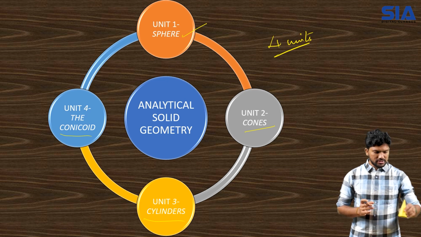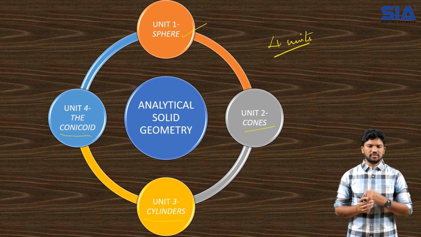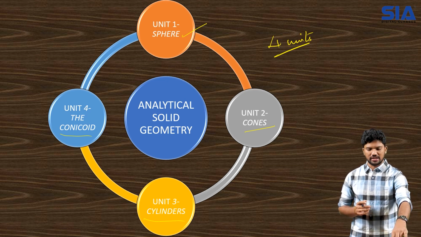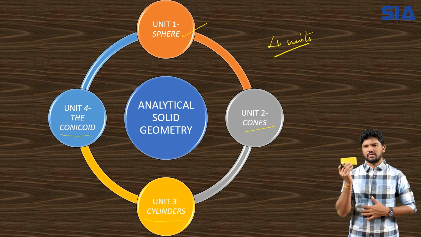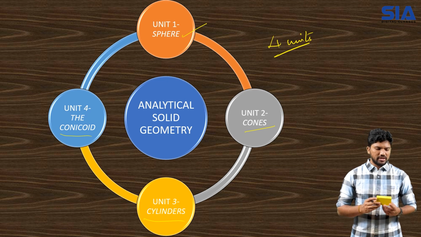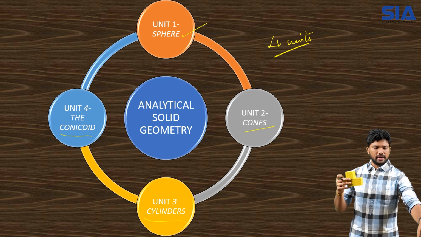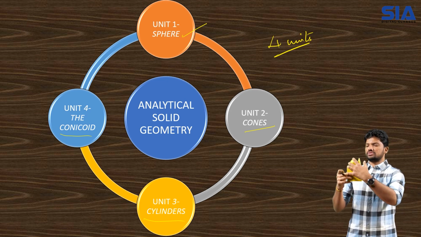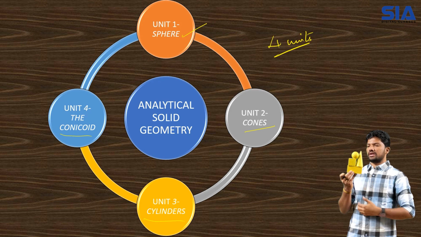And next, the third unit is cylinders. In the third unit we are going to discuss cylinders, and next in the fourth unit we are going to discuss conicoid. Conicoid means the shape which exists in this format. Now you can see conicoid, a cube, a cone and a sphere. In this analytical solid geometry, in total we are going to discuss these geometrical shapes.